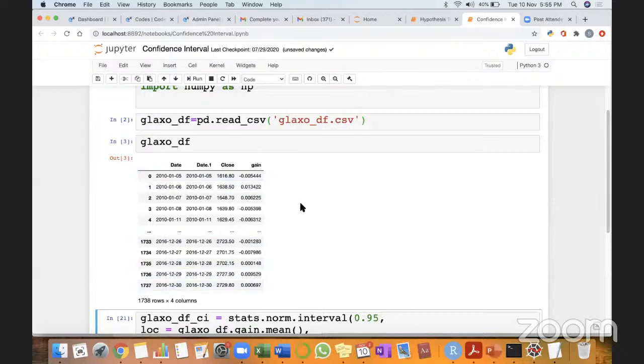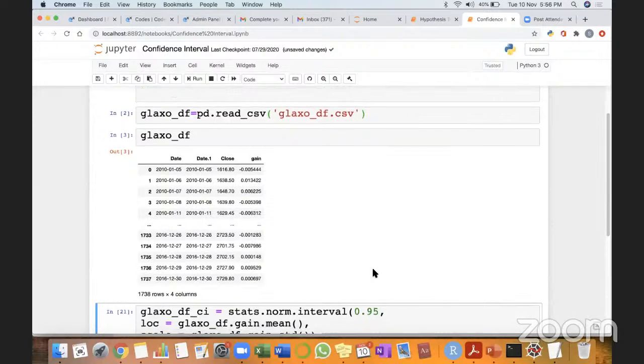So what does it mean? We have taken a sample, that means we have taken data from 2010 to 2016. Now we are going to compute the confidence interval. Meaning, if you take the whole data of this company and compute the gains, they would lie between the confidence interval that we are going to compute.